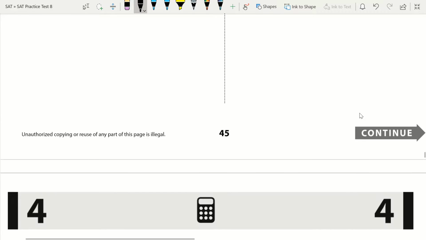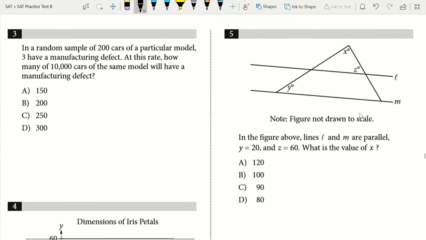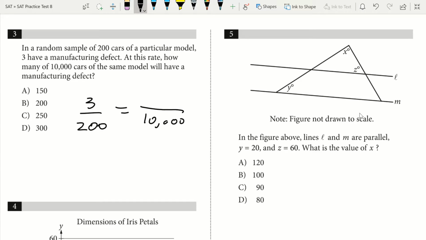Alright, question 3. In a random sample of 200 cars of a particular model, 3 have a manufacturing defect. So the number with a manufacturing defect is 3 out of the total 200. At this rate, how many of the 10,000 cars of the same model will have a manufacturing defect? So we're gonna solve for x, right? So we had 200 in our sample and we had 3 with a manufacturing defect. Now we have 10,000 and we're asked how many will have a manufacturing defect out of that many.